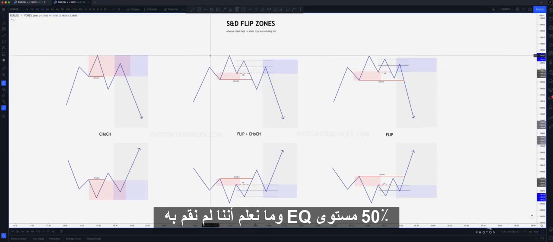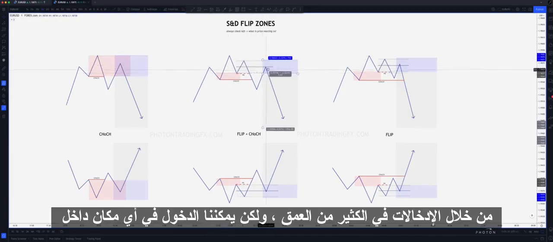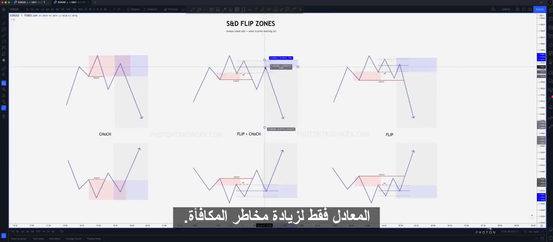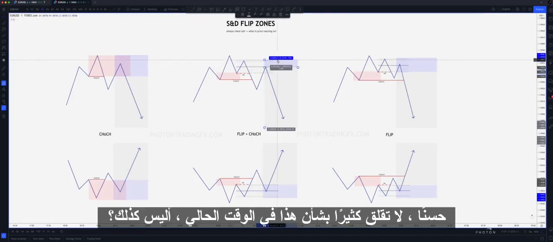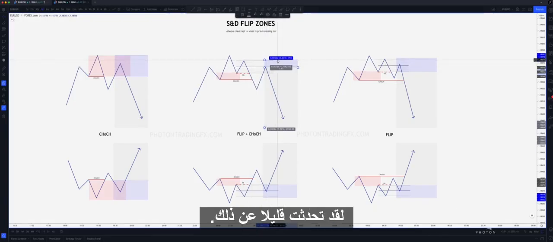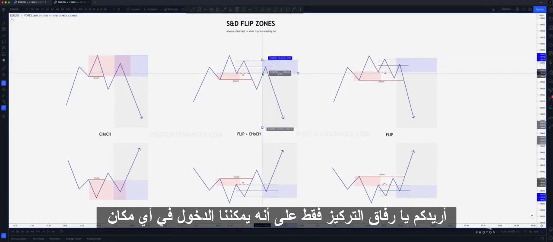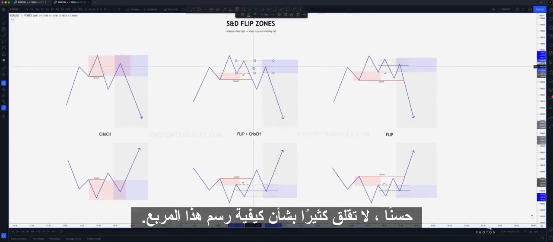And what do we know? We haven't talked about entries in a lot of depth, but we can enter anywhere within the zone. One of the things we can do is always look to enter on the EQ just to increase our risk to reward. So don't worry massively about this at the minute. I've spoken a little bit about it in some depth before. The main point for now is that we can enter anywhere within the zone, so don't worry too much about how this box is drawn.